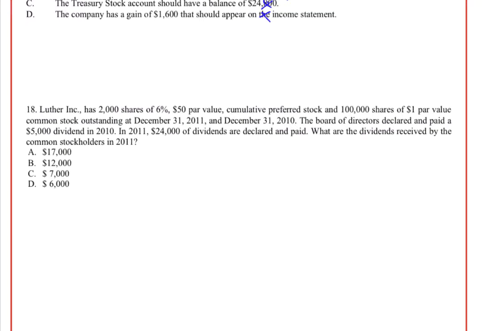Question 18. Luther Inc. has 2,000 shares of 6% $50 par value cumulative preferred stock and so on. What's going on here? They want to know the dividends received by the common stockholders. Similar to the previous question, we've got to work out what backlog is available to the preferred stockholders, because these are cumulative preferred shares. So 6% of a $50 par value means this is $3 per share, and there are 2,000 of them. So $3 per share multiplied by 2,000 is 6,000 each year to the preferreds.